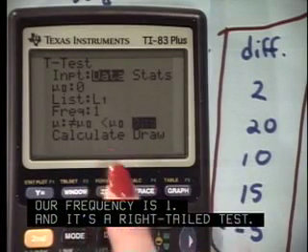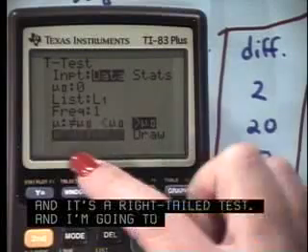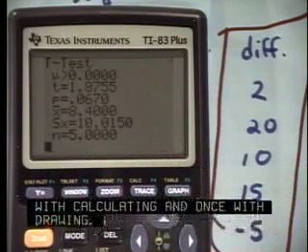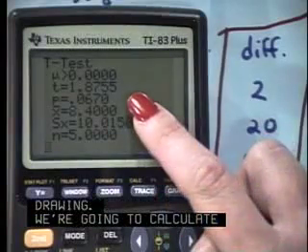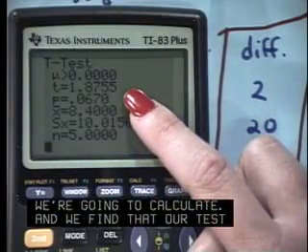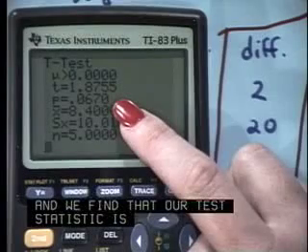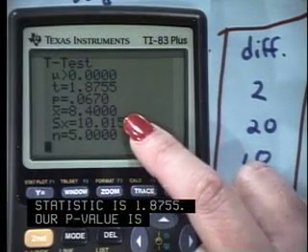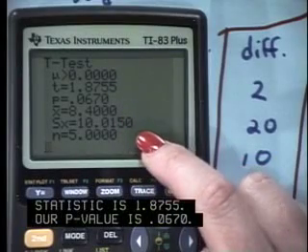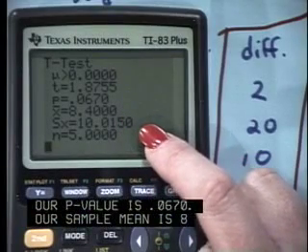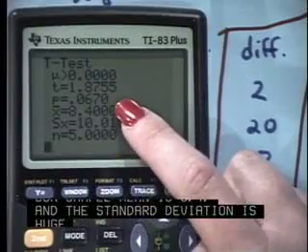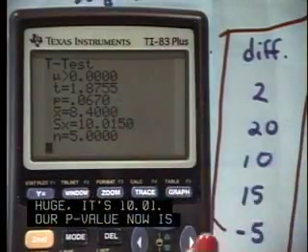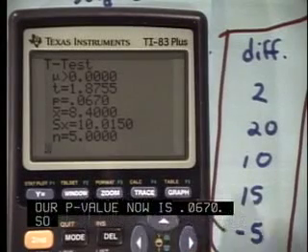And I'm going to do this twice, once with calculating and once with drawing. We're going to calculate. And we find that our test statistic is 1.8755. Our p-value is 0.0670. Our sample mean is 8.4, and the standard deviation is huge. It's 10.01. Our p-value now is 0.0670. So if we were to graph this, in fact, I'll just do this again.